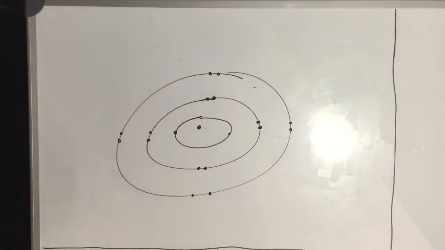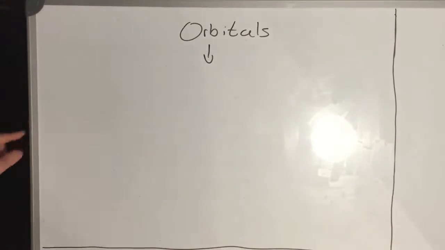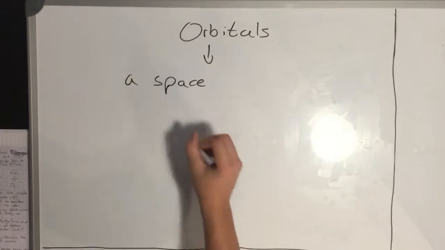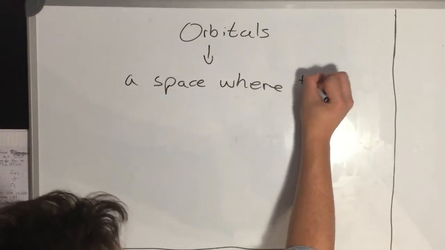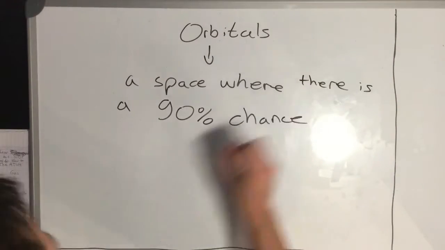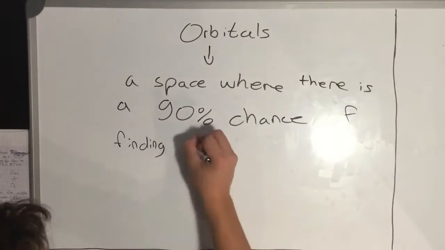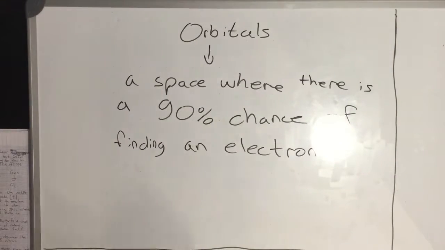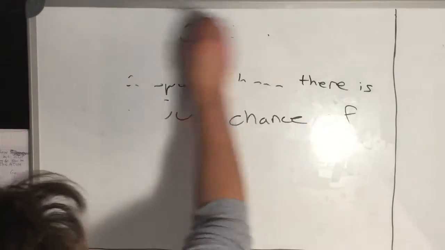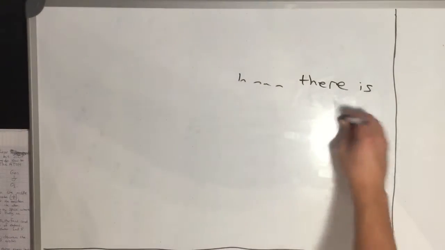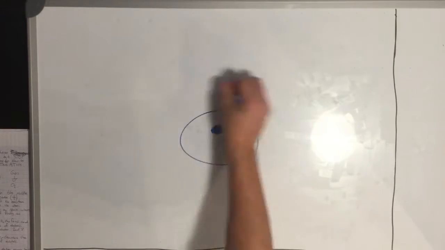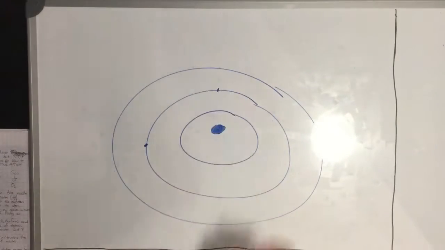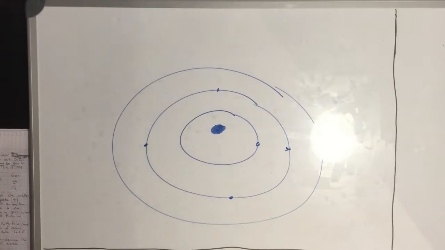Here is a diagram of an atom, with its electrons around its protons and neutrons. These electrons are in an orbital. The exact definition of an orbital is a space where there is a 90% chance of finding an electron. So, to put it into perspective, let's draw another diagram. An orbital can be found on these circles around the proton, like here, and there.